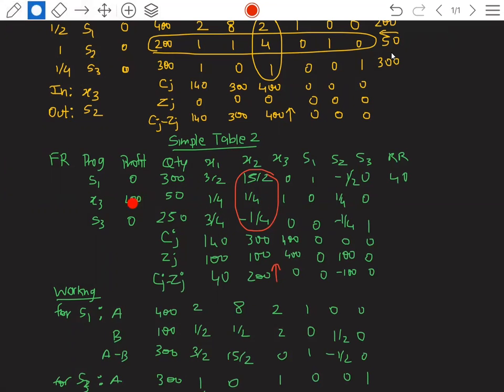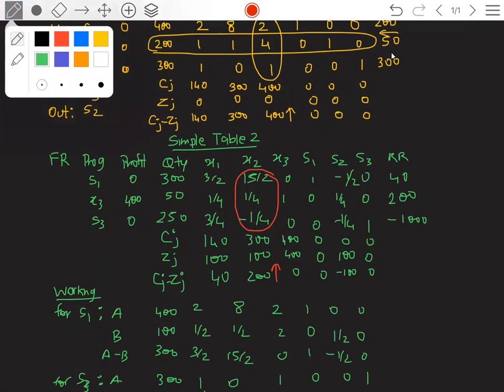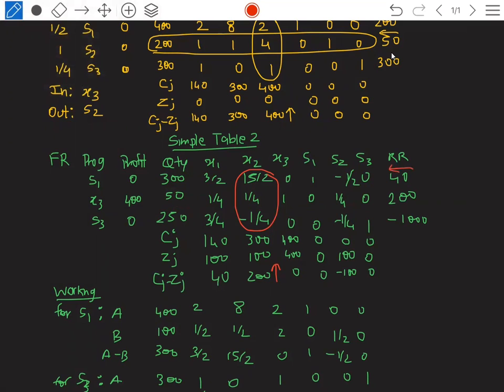Oh, my bad. It's not 400, it's 50. So 50 divided by 1 by 4. 50 into 4, that's 200. And then finally, we got a negative value over here, -1000. And out of these, as I told you, we select the lowest positive. So accordingly, the lowest positive is this, and this is marked as key row.